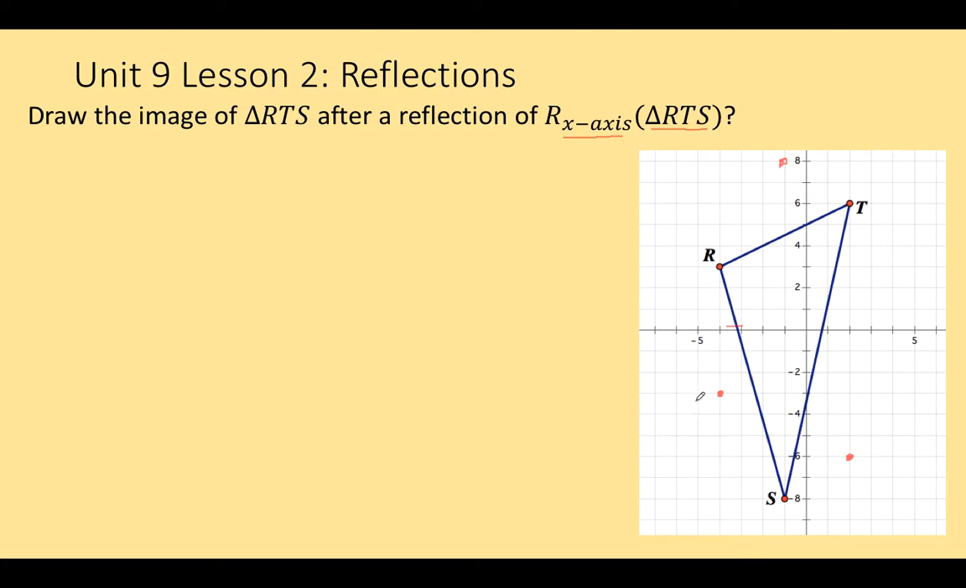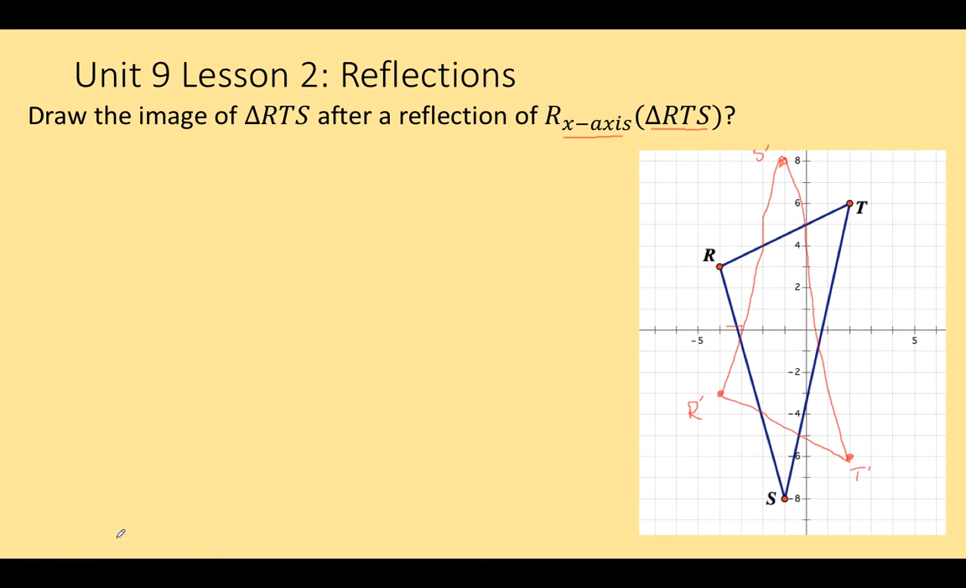And let's make sure that we label our points here. So we got R prime, we got T prime, we have S prime. We connect these. And what we should see is a congruent shape that has just been flipped over your line y equals x.